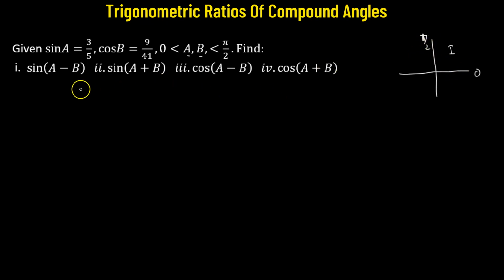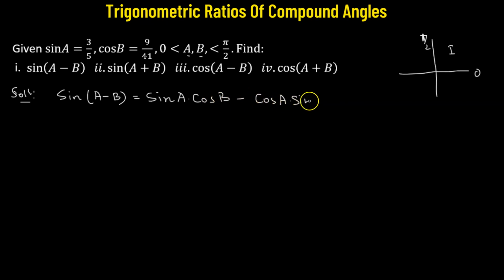Using this information, we need to obtain the value of sine A minus B, sine A plus B, cosine of A minus B, and cosine of A plus B. Let us begin. Now, first we'll note down the formula for sine A minus B. So we have a compound angle here, A minus B, which is the difference of two angles. So this can be expressed as sine A times cosine B minus cosine A times sine B.